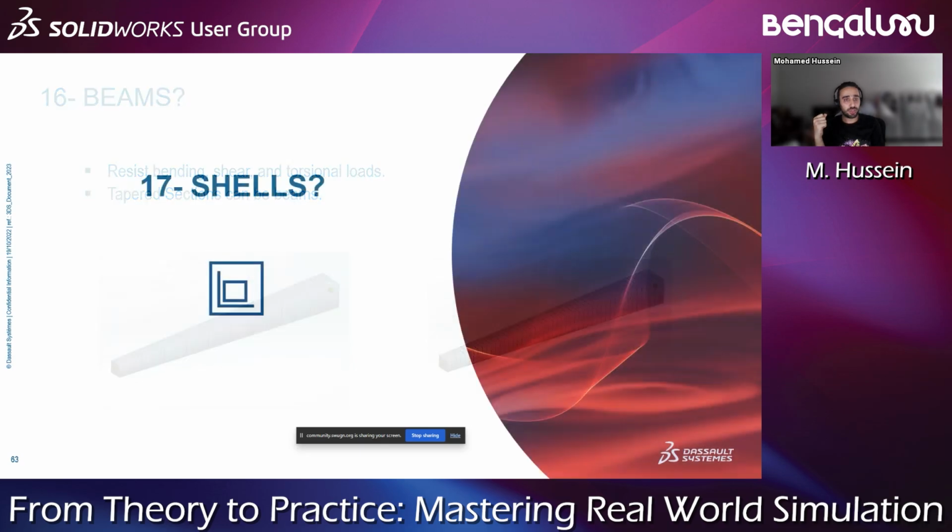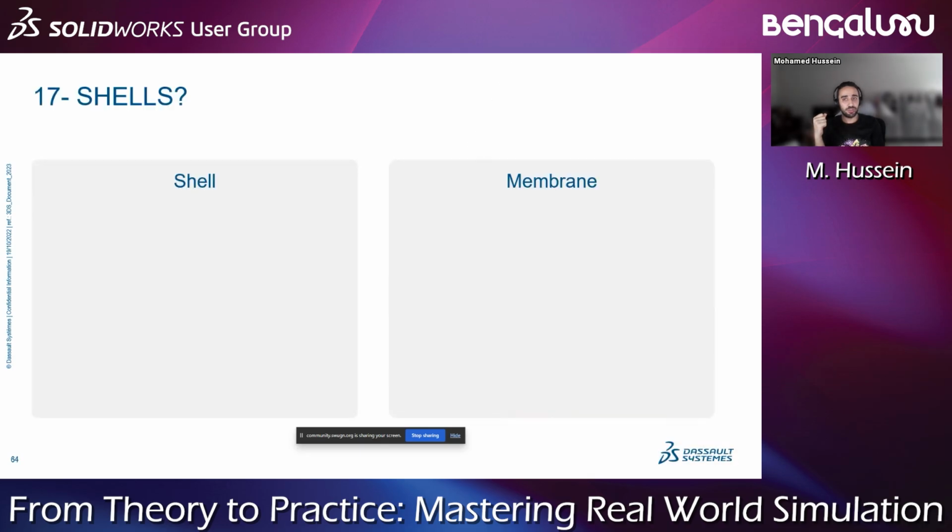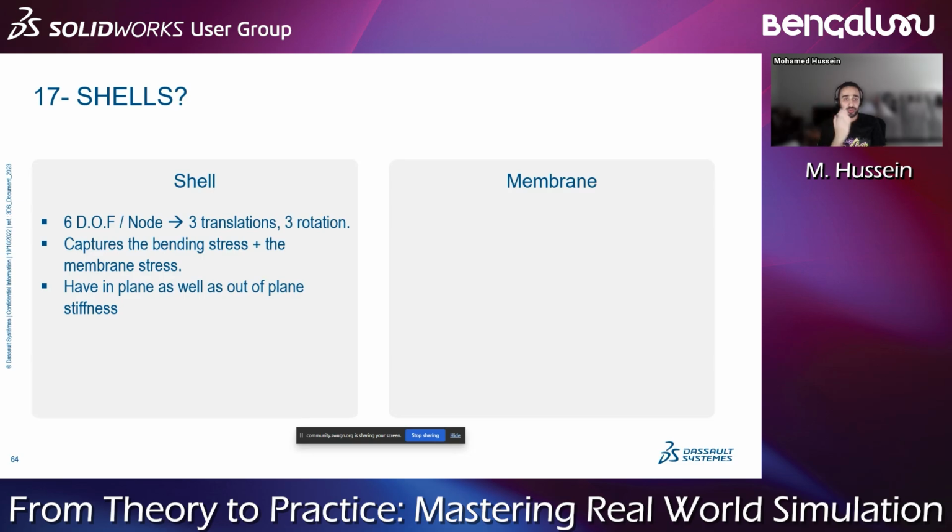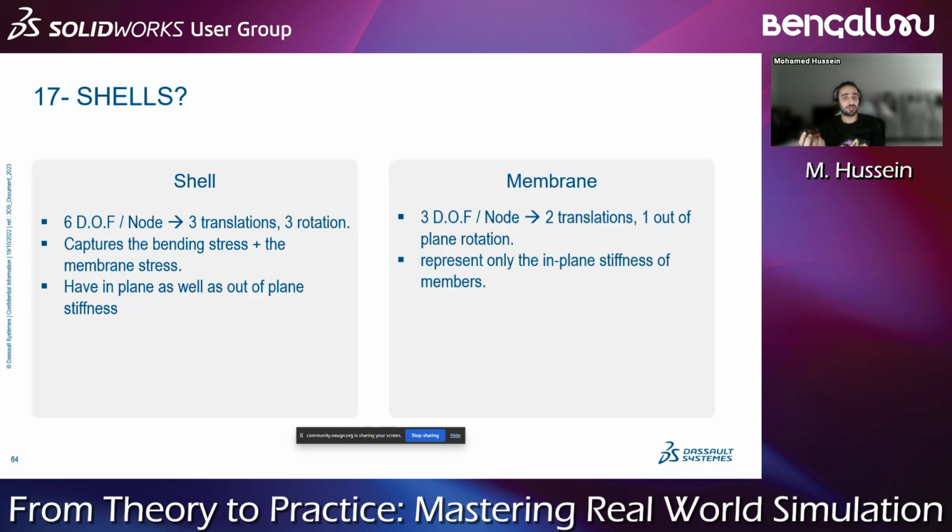Shell: you have to be aware of the comparison between shell and membrane. For shell we have 6 degrees of freedom, 3 for translation and 3 for rotation. You can capture bending stresses and membrane stresses, and you have in-plane as well as out-of-plane stiffness. The membrane is different. The membrane represents only the in-plane stiffness of the members, and it has only 3 degrees of freedom.